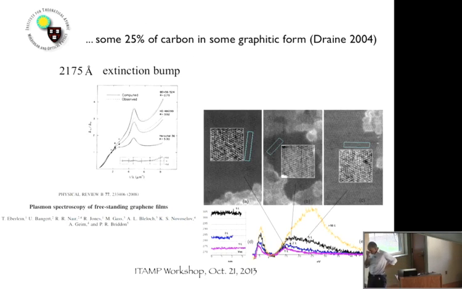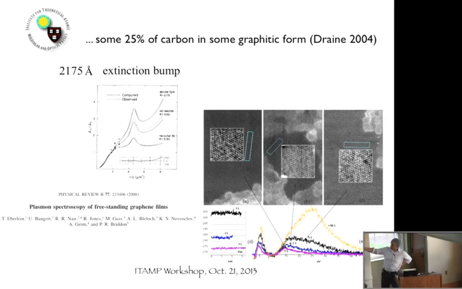Now, we know that a large fraction of the total carbon budget in the universe is found either in PAHs or in some graphitic form, such as graphites and perhaps nanotubes and other structures and buckyballs. Now, a major outstanding challenge in astronomy is the so-called 2175 angstrom extinction bump, which exists, and of course its origin is still not quite understood, but there are speculations that this line could be due to some graphitic form of carbon compound.